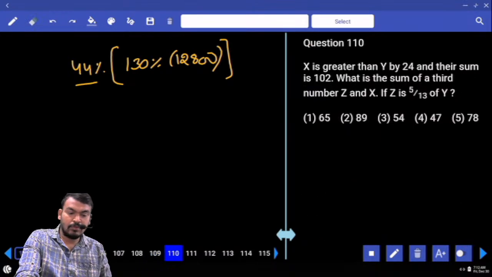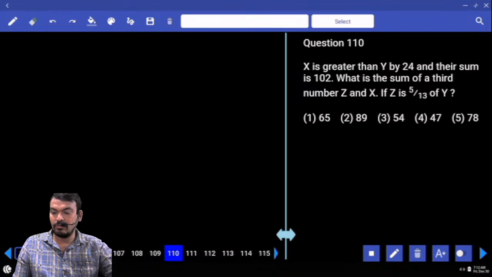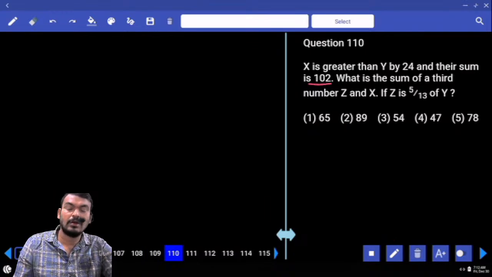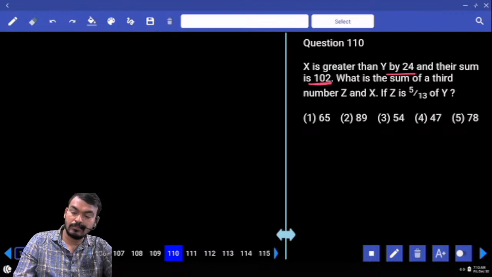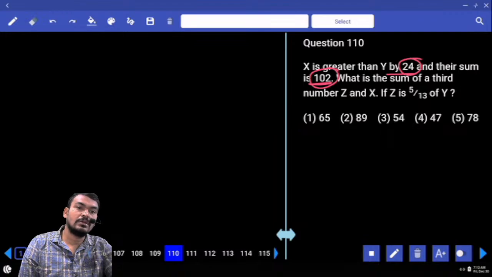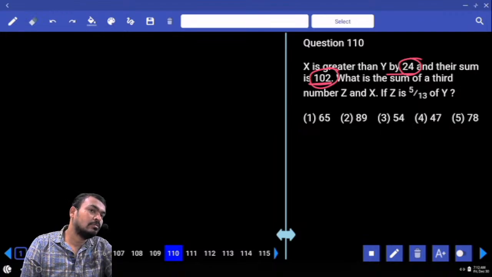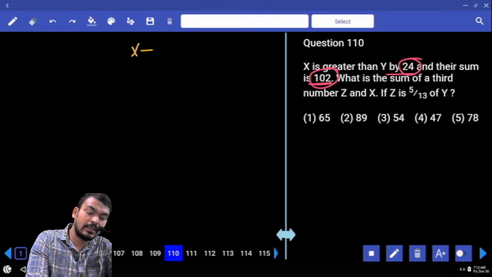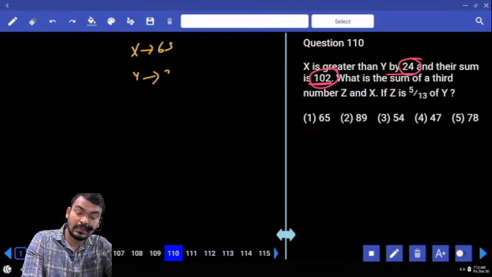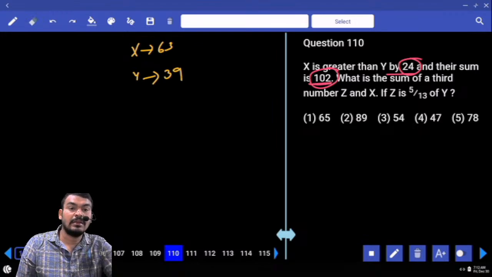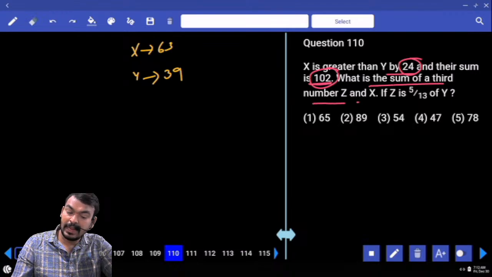Next, question number 110. X is greater than y and their sum is 102, and the difference is 24. What is 102 plus 24? 126. Divide by 2, 63. So the x value is 63. The y value is 39.